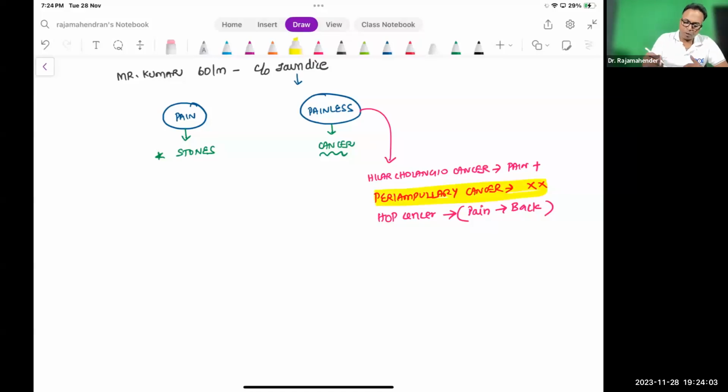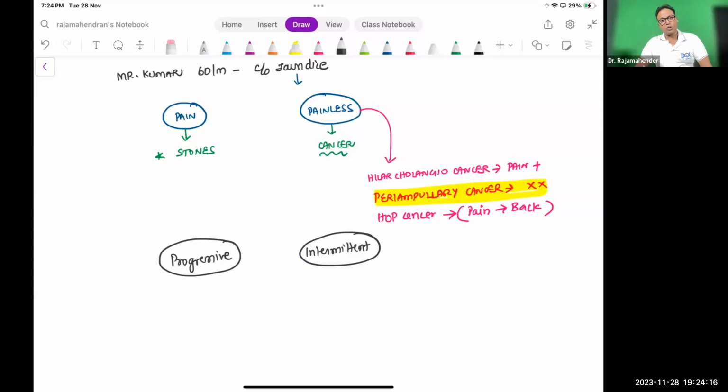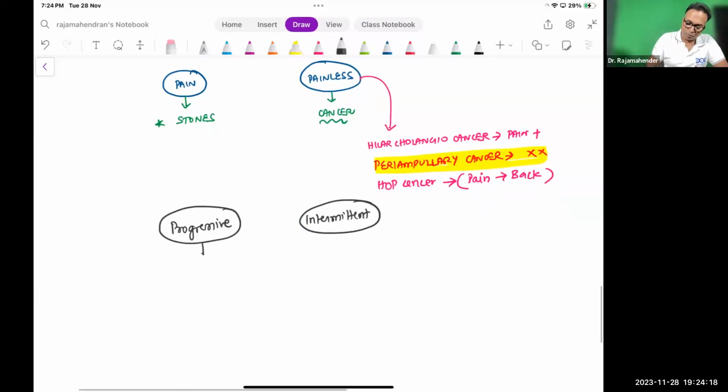About the jaundice, you should ask whether it is progressive jaundice or intermittent jaundice. The patient will tell, last month I had a similar symptom and it suddenly got relieved. So who will have progressive jaundice? Progressive jaundice is seen with cholangiocarcinoma, bile duct cancer, and head of pancreas cancer. Intermittent jaundice is seen in periampullary cancer.